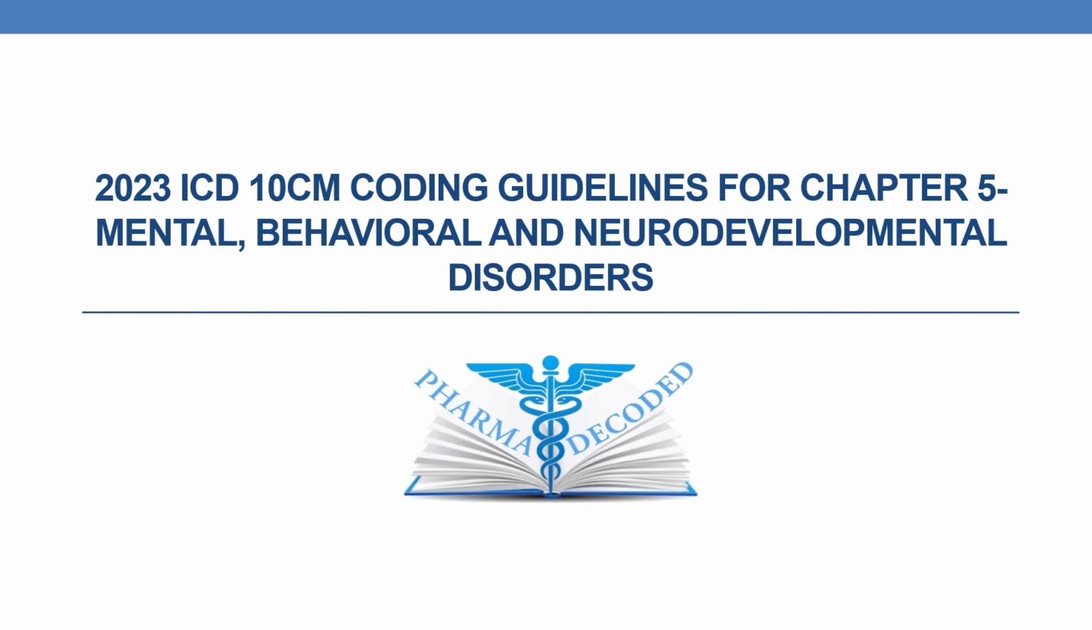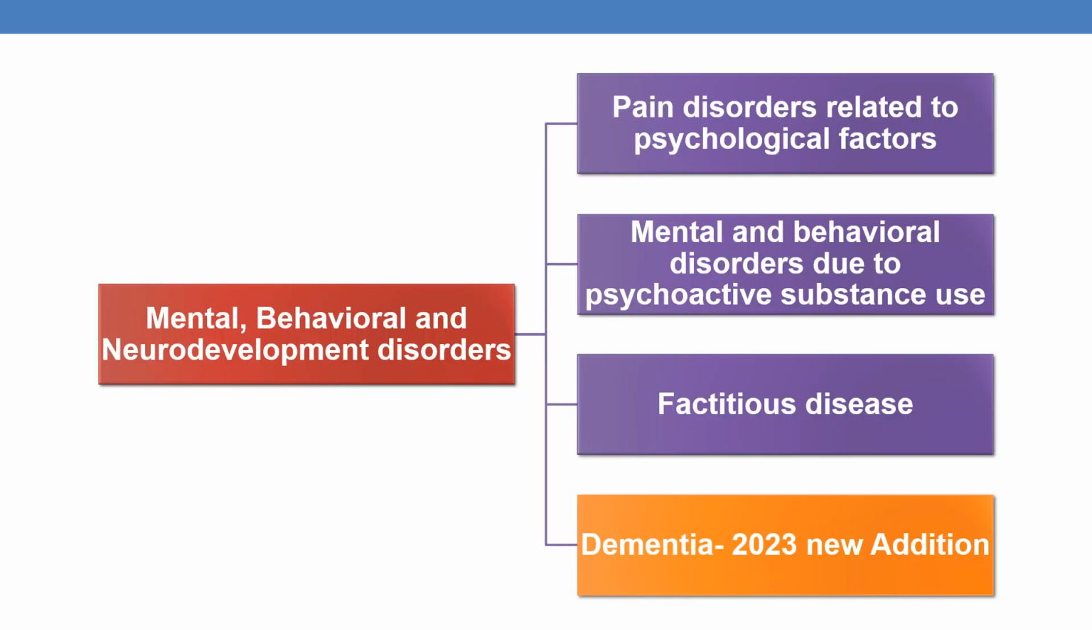Hello everyone, now let us discuss the 2023 ICD-10 coding guidelines for chapter 5, which is nothing but mental, behavioral and neurodevelopment disorders. Now, in chapter 5, we have 4 guidelines: pain disorders related to psychological factors, mental and behavioral disorders due to psychoactive substance use, factitious disease, and there is a new addition in 2023, that is dementia codes. Dementia codes have been revised.